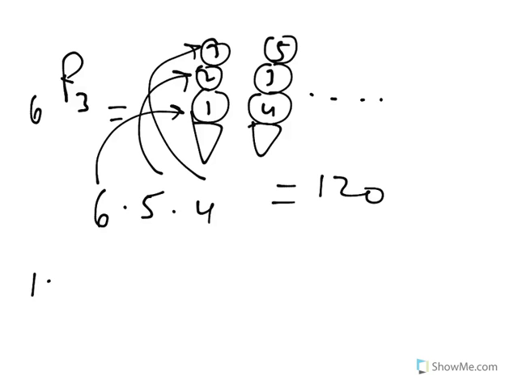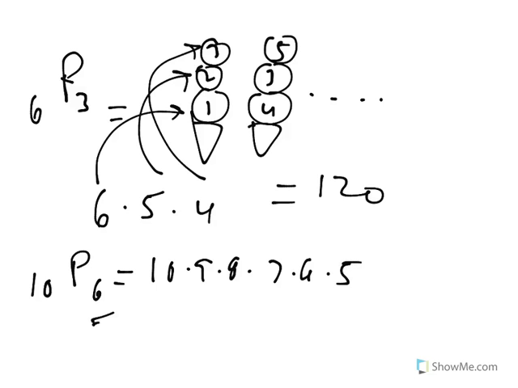Even if I have a large thing like 10P6, that's going to be 10 times 9 times 8 times 7 times 6 times 5. I want to have a total of 6 numbers: 1, 2, 3, 4, 5, 6.